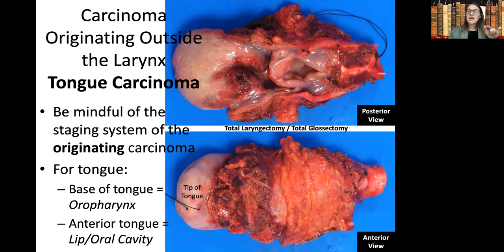All right, so this is a view of a total laryngectomy, total glossectomy specimen with essentially a posterior view showing the larynx back here with the entire tongue on the left aspect of the photograph. Flipping it over to the anterior view, we see the soft tissues of the neck. We see a little bit of the superior trachea, and we see the tip of the tongue here. As you can see, there is an erythematous area at the base of tongue starting to encroach up into the valleculae. This is going to be a base of tongue, i.e. oropharyngeal primary.